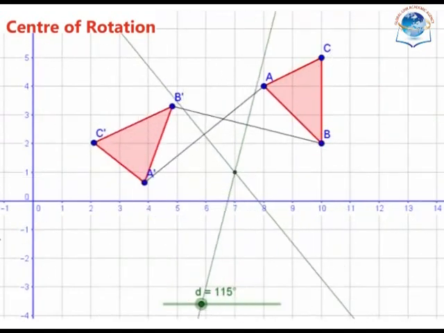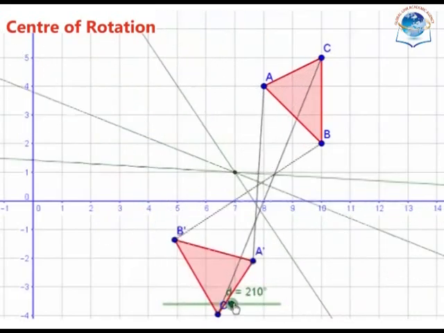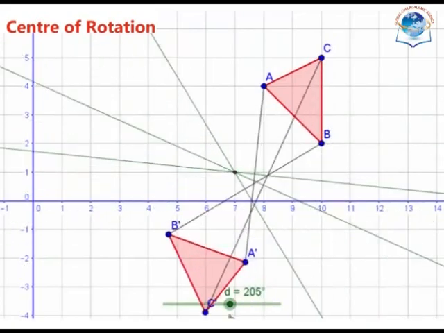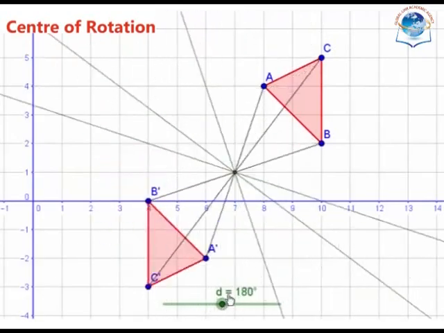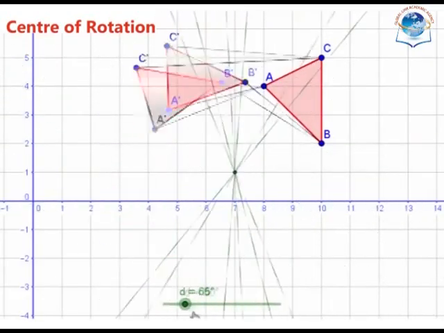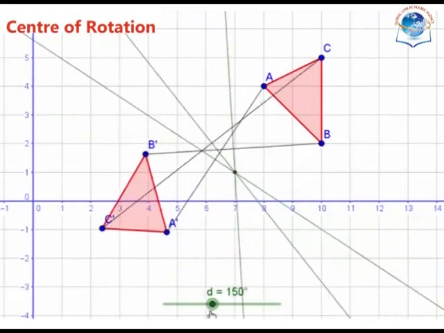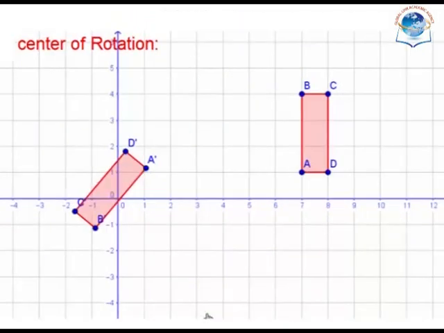And of course, I could have joined C and C prime as well, and find the perpendicular bisector, and you see they meet at the same point. And now we have three perpendicular bisectors intersecting at the same point, (7,1), which is the center of rotation. Beautiful. Now, enough with cheating. Let's have one example and find the center of rotation without the software.